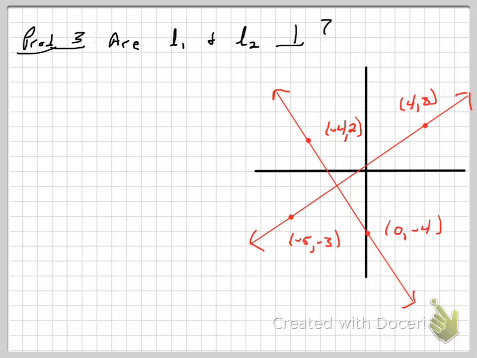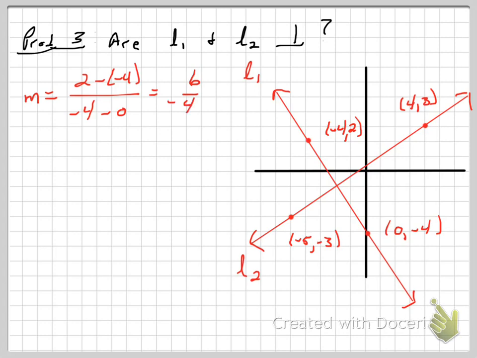Problem 3: are L1 and L2 perpendicular? Again, same thing. You want to find the slope, see if they're negative reciprocals. So here's L1, and then we'll call that L2. L1 slope is 2 minus a -4, or just plus 4, over -4 minus 0. That gives me a slope of 6 over 4, which is negative. And then we end up with -3/2.